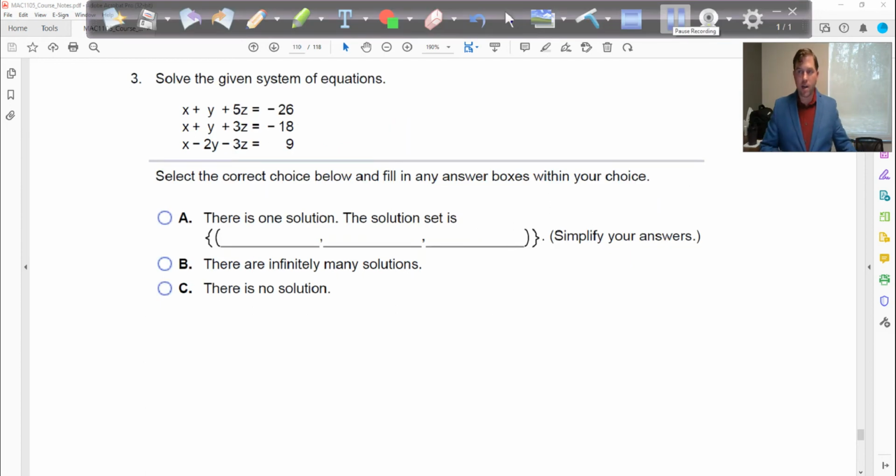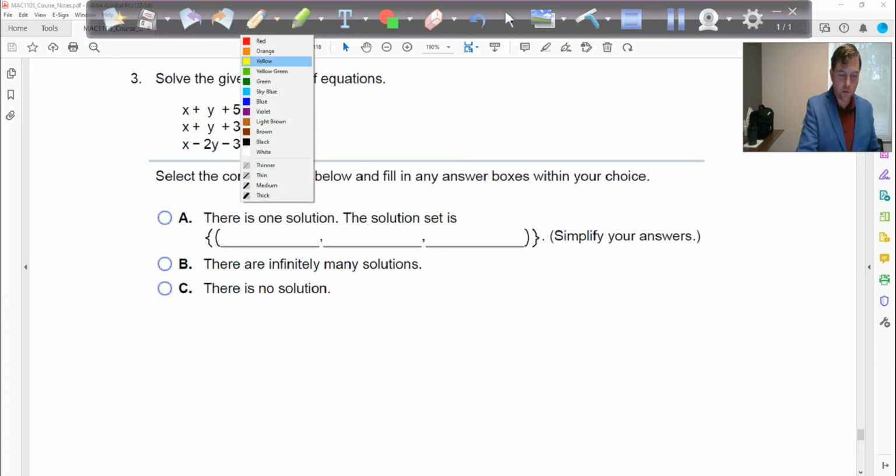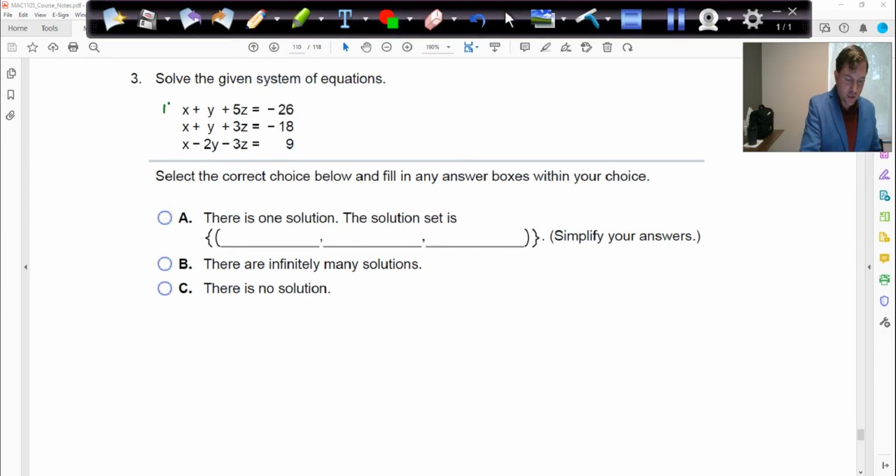Okay, 3 and on is where it's going to get more interesting, because now they don't give us the point to check. We have to find the point. So they've given us 3 equations, 3 unknowns, and we have to find the one ordered triple, the xyz number, that satisfies all equations at once. So it's going to be a solution to all of them. So we're going to start by labeling this 1, 2, and 3.